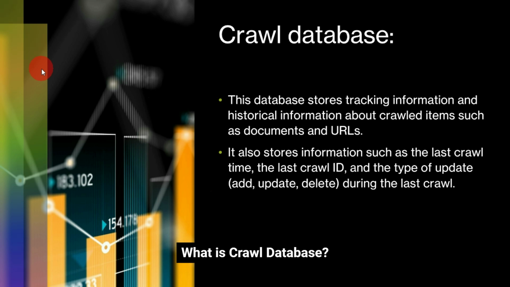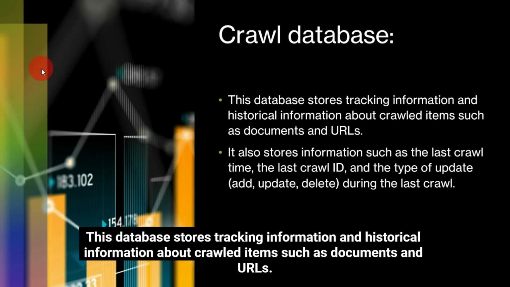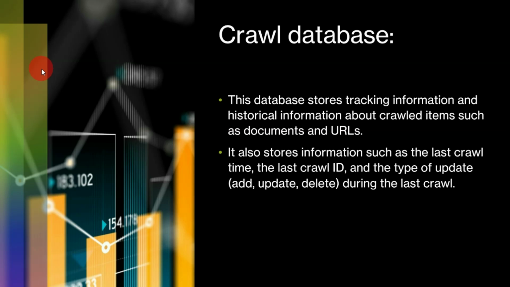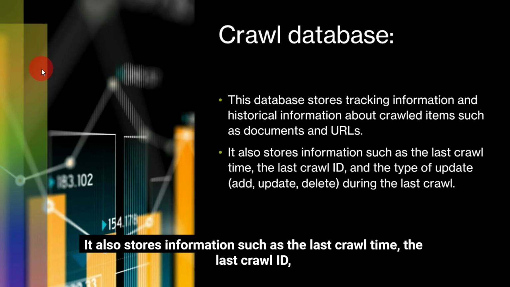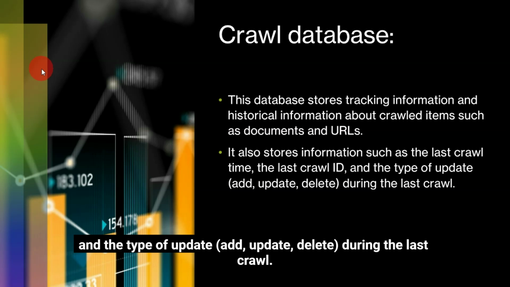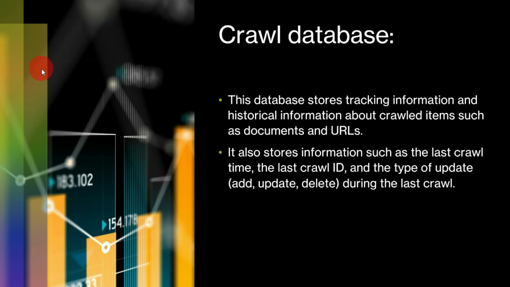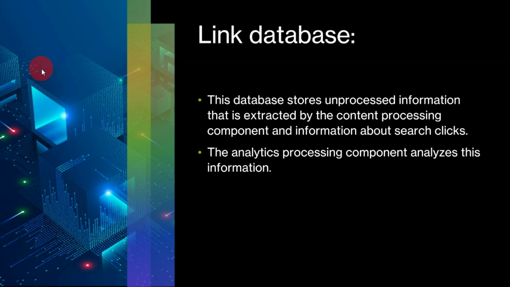What is the crawl database? This database stores tracking information and historical information about crawled items such as documents and URLs. It also stores information such as the last crawl time, the last crawl ID, and the type of update (add, update, delete) during the last crawl. So this is about the crawl database.